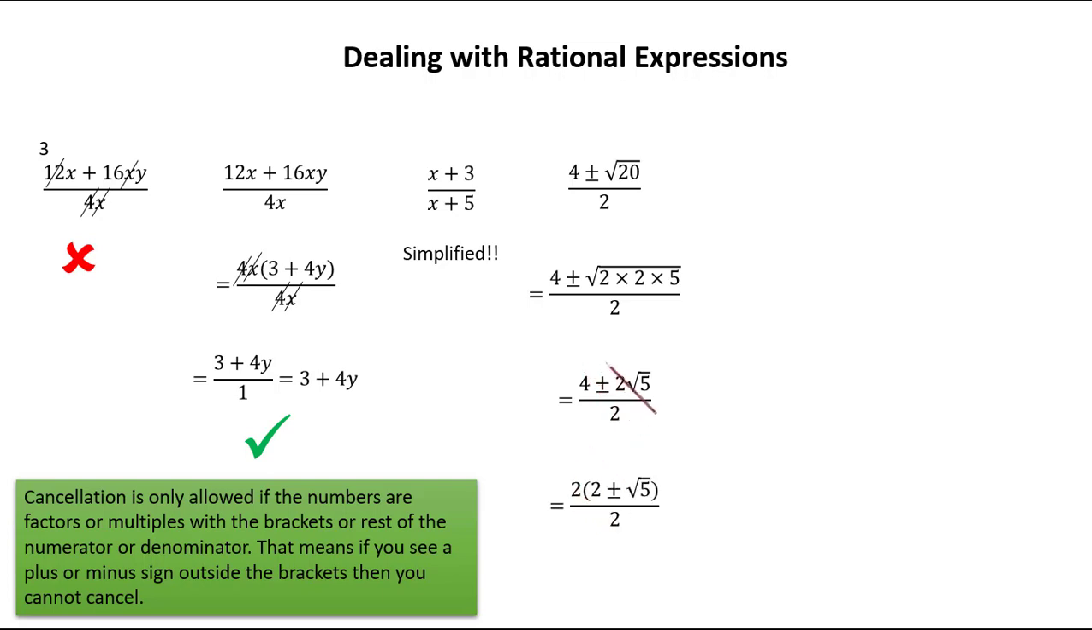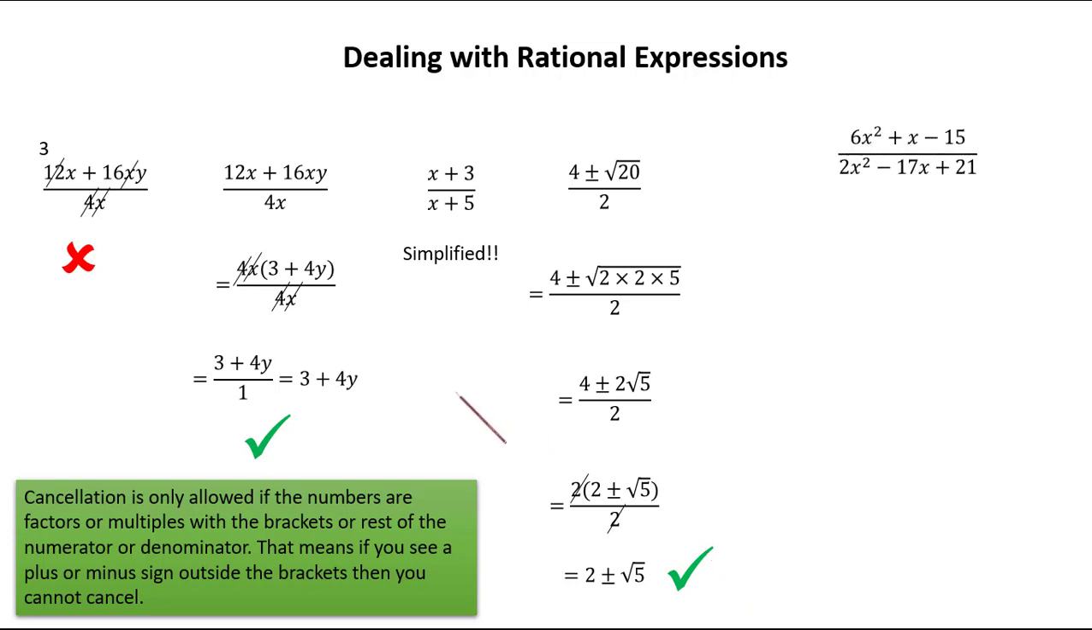But we can take a 2 common or factorize in the numerator. So 2 2's is 4, and the 2 gets removed outside the bracket. And now we can finally cancel this 2 and this 2 to get the final answer: 2 plus or minus root 5.